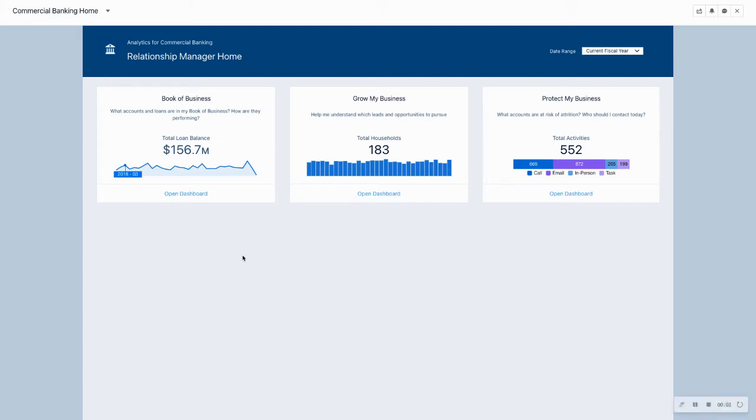Tableau CRM for Financial Services Cloud gives us a holistic view of the commercial banking sector and helps us, as a relationship manager, understand our book of business, how to grow my business, so which leads and opportunities I need to pursue, and then how to protect my business. What accounts are at risk of attrition, and who should I contact about it?